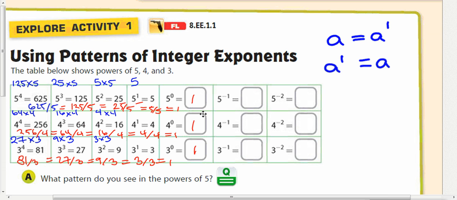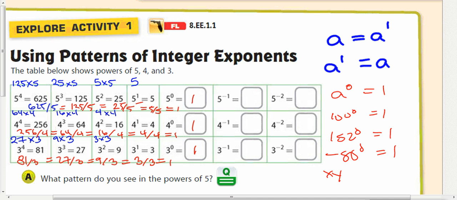So is there a rule there that we can learn for numbers to the 0 power? Absolutely. Any number, a, to the 0 power will always be 1. So 100 to the 0 power is 1. 152 to the 0 power is 1. Negative 80 to the 0 power is 1.